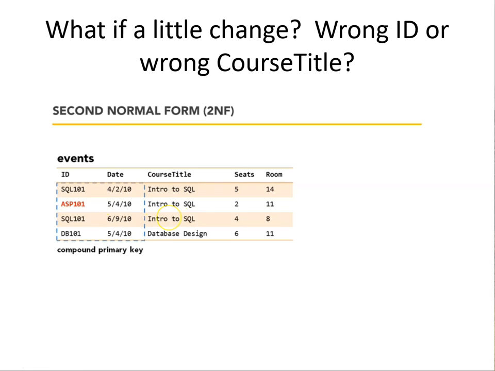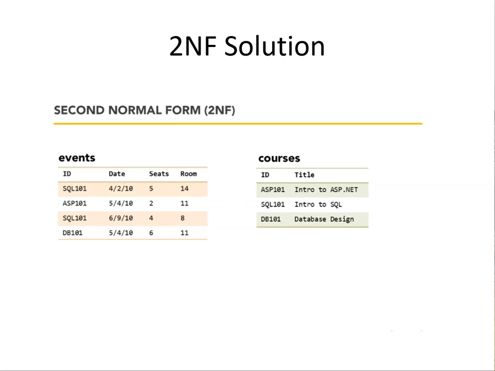And this is why it's not in second normal form, because we can make some changes like this. Changes like this are possible and they would create inconsistencies. So how do we solve that? We create another table. In this case, we'll create a courses table, ASP 101, SQL 101, DB 101, and the events table has these two listed as we had before.